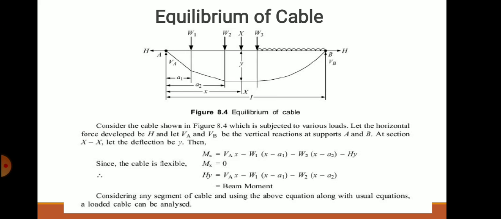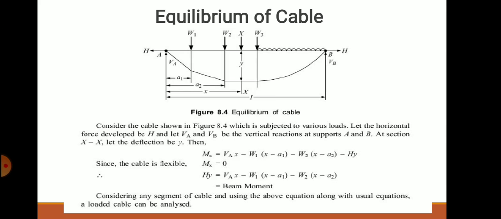Whatever this vertical force effect is along the x direction, at any point in the beam it is called the beam moment. Therefore, beam moment is equal to H into y. Beam moment is equal to H into y.